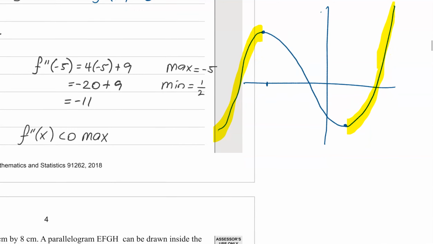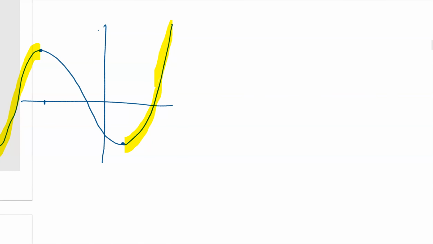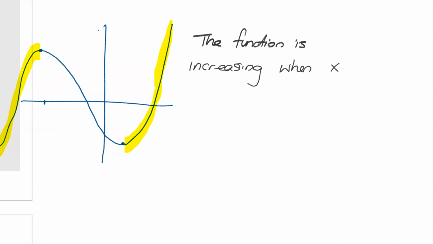So the function is increasing, so I can write on the side here. The function is increasing when x is less than negative 5 and x is greater than 1/2. So that is when our function is increasing, right? So that is how we do it.